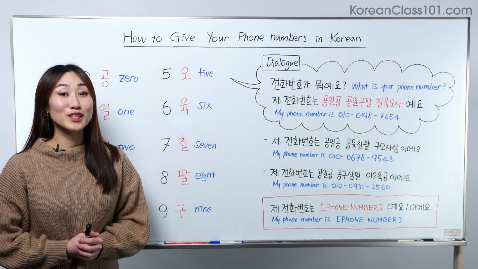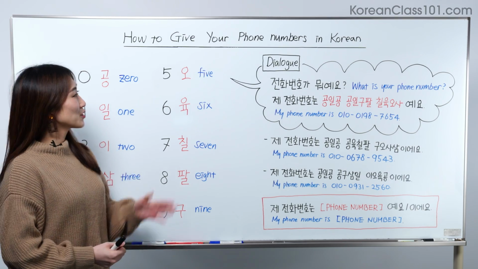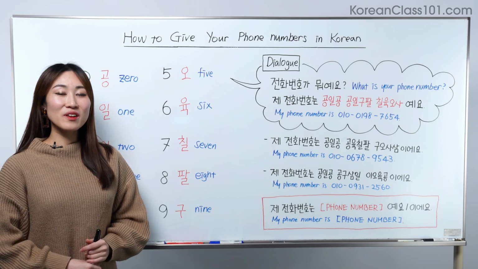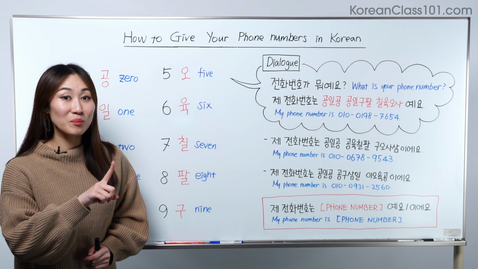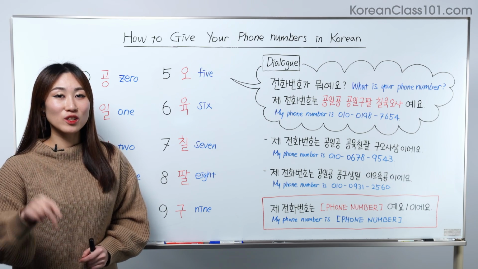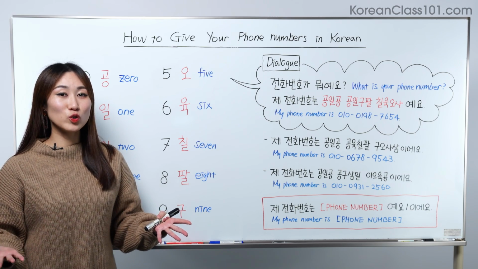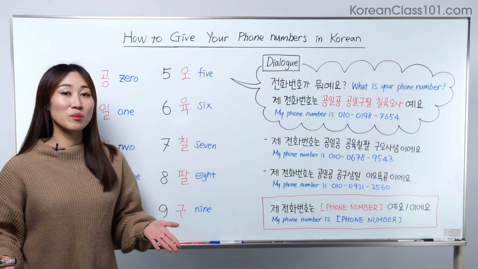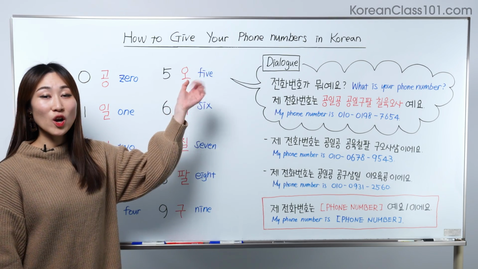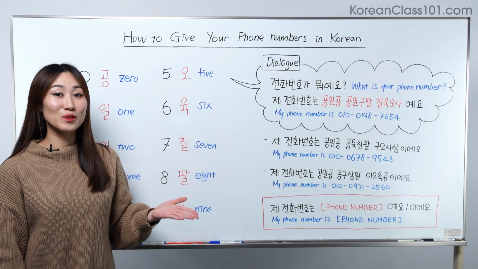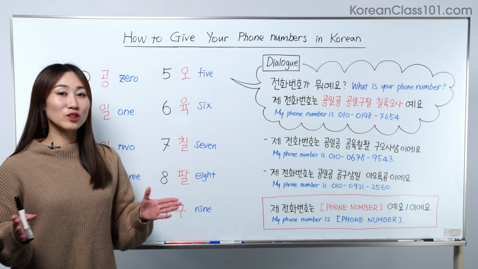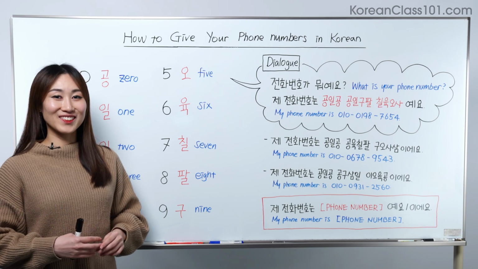Okay, so let's look at the Korean numbers. Before starting this, please remember there are two kinds of Korean numbers, which is pure Korean numbers and Sino-Korean numbers. Pure Korean numbers are often used with counters. Sino-Korean numbers are used, for example, for phone numbers or room numbers. And today we are going to look at the Sino-Korean numbers, which are the numbers from Chinese characters.